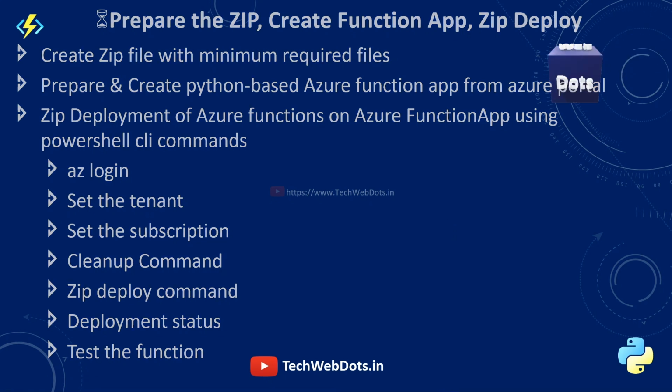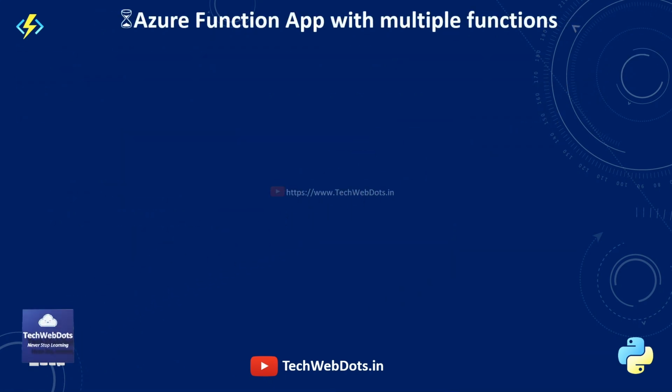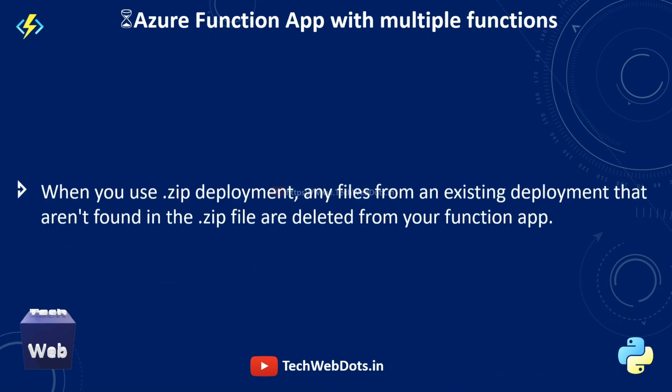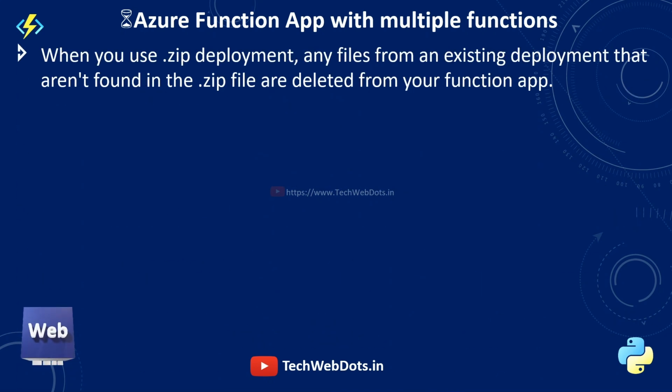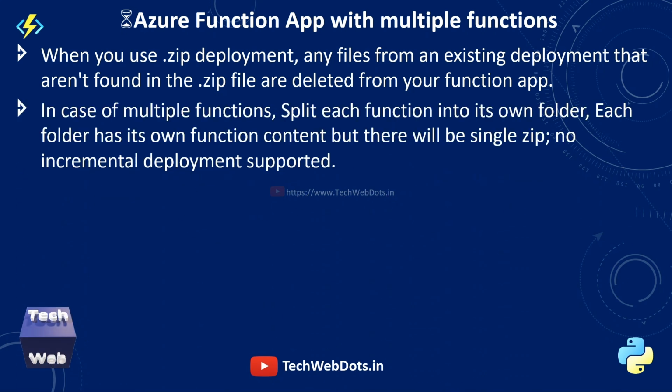So what is next here? A function app with multiple functions, right? I haven't planned for the multiple function deployment in the same function app in this session, but there are some key points. When you use zip deployment, any files from the existing deployment that are not found in the current zip are deleted from your function app. Means your function app will be the recent one.